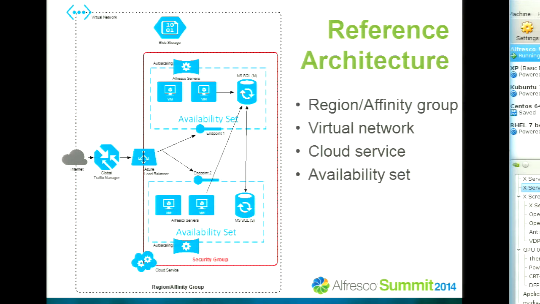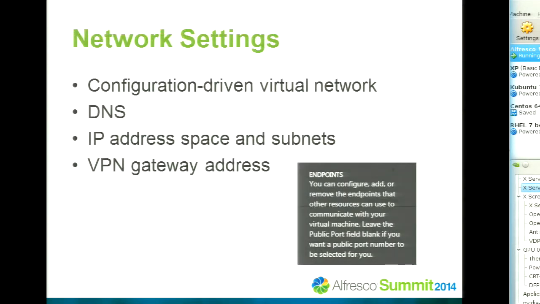And I listed out some of the elements which are different in Azure than AWS. You have the virtual network concept, the availability set concept, and the cloud services concept. The virtual network gives that isolation, and from a network perspective, it's basically a configuration-driven network. It gives you the isolation you need so that it's secure, and it controls the DNS IP addresses as well as the subnets.